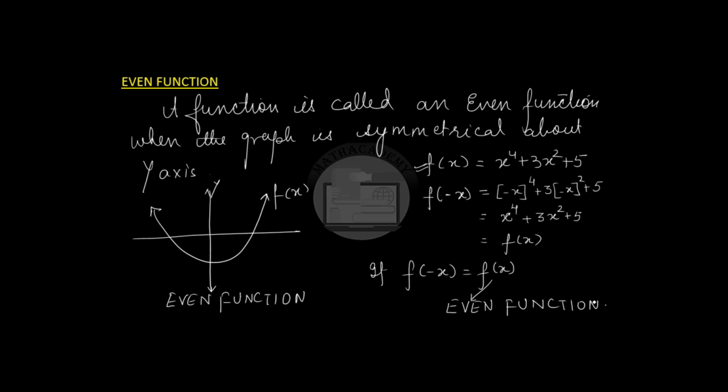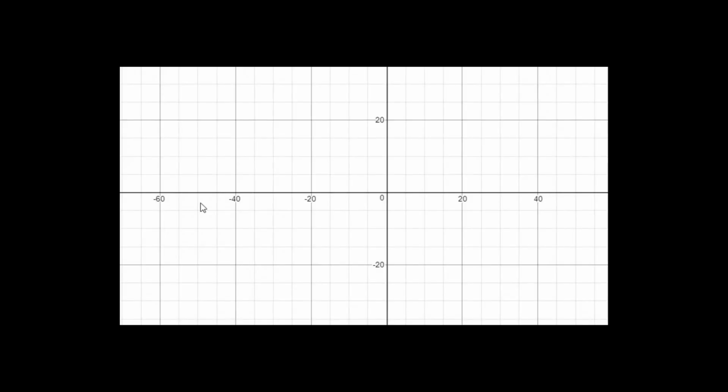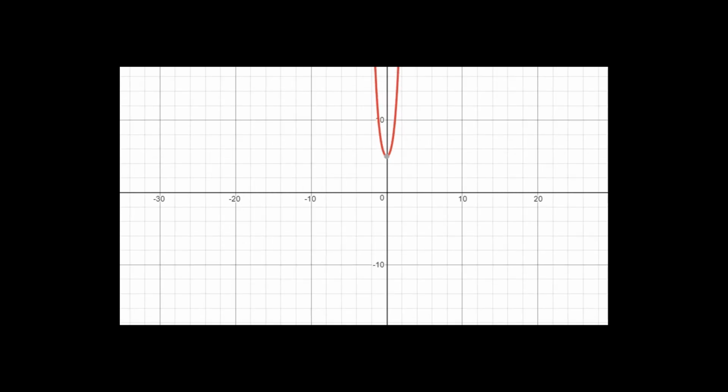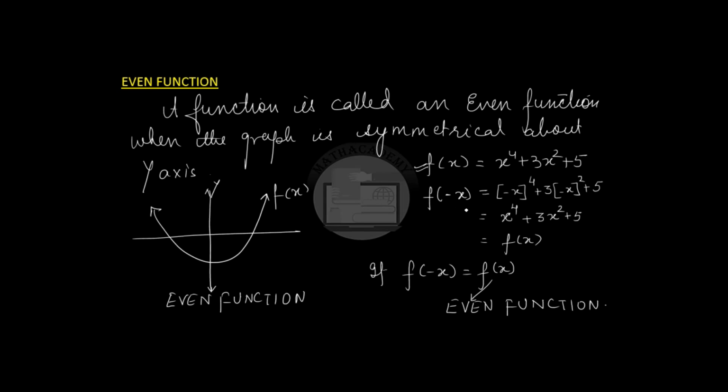Let us try to prove it graphically also. So I'll try plotting f of x as x to the power 4 plus 3x square plus 5. This is the graph of the given function. Now we see that this particular graph is symmetrical about y-axis. Correct? And any graph that is symmetrical about y-axis is called an even function. So by looking at the graph we can tell that the function is an even function, or you can substitute x as negative x in the function, and if f of negative x becomes equal to f of x, then the function is called an even function.